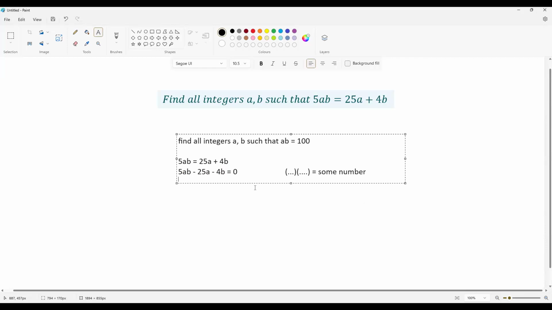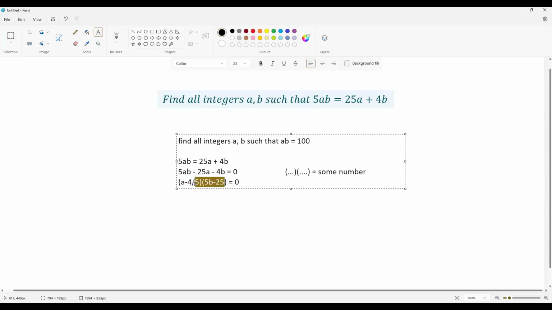So that inspires something like this. But this is 5ab, so let's just put 5 here, let's see. And then we need the 25a, so minus 25. And this is a bit problematic, correct? Because this is no longer an integer. And when we solved this, we relied on the fact that a and b are both integers.